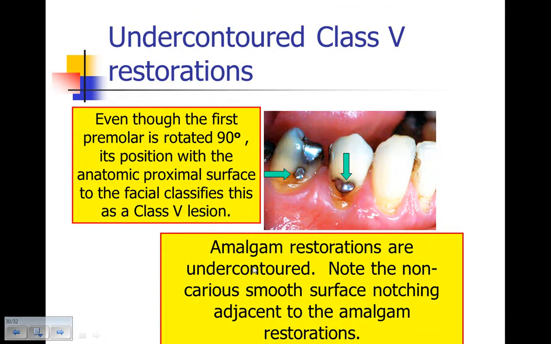And we saw these undercontoured Class V restorations combined with the fact that we have a non-carious cervical lesion. Even though this premolar is rotated nearly 90 degrees, the fact it's at the cervical third and it's on what is now anatomically the facial surface by position, even though it's not the facial surface of the tooth by its dental anatomy, it's still considered a Class V.